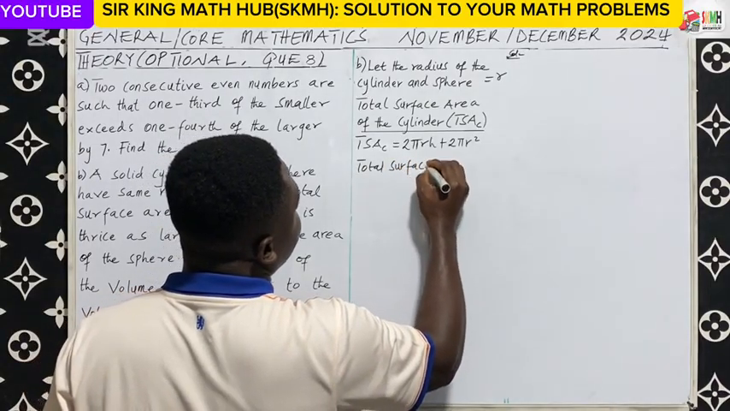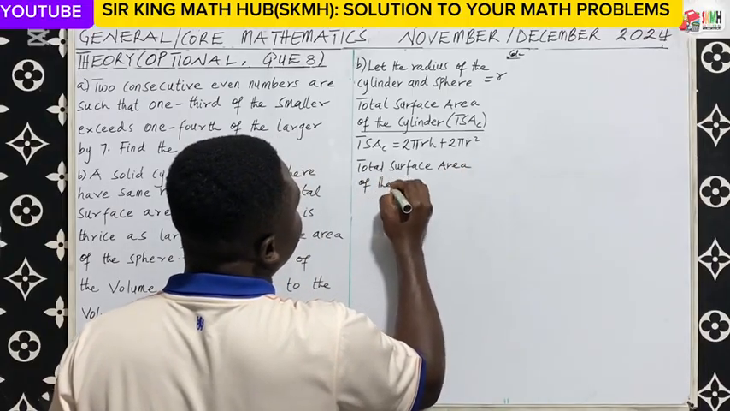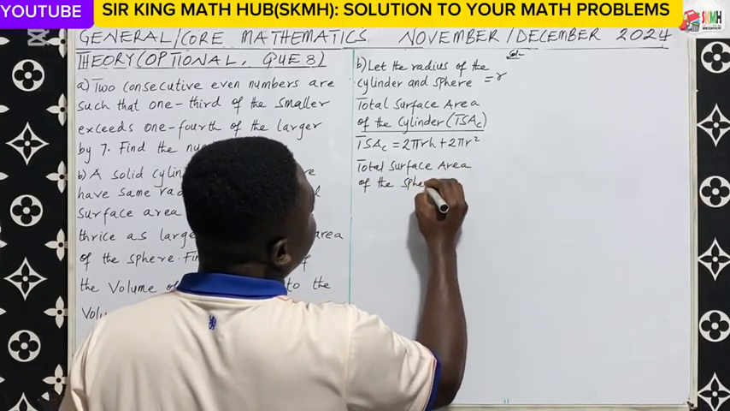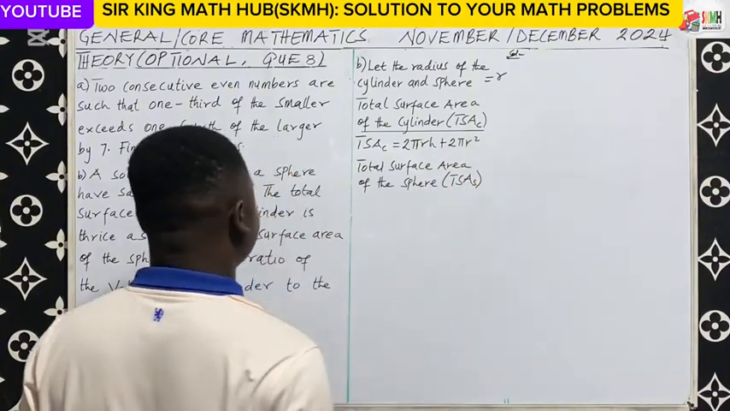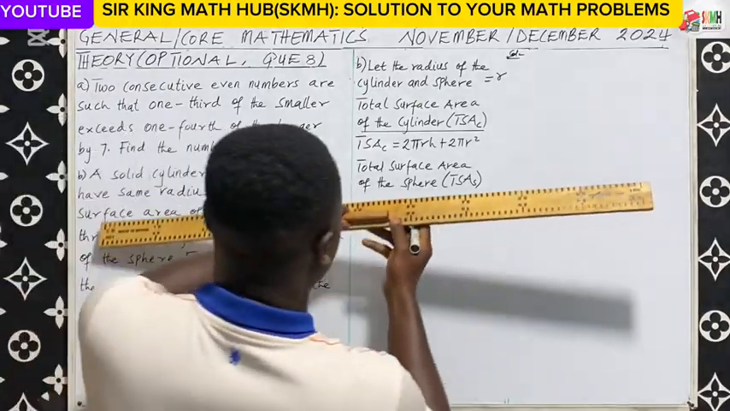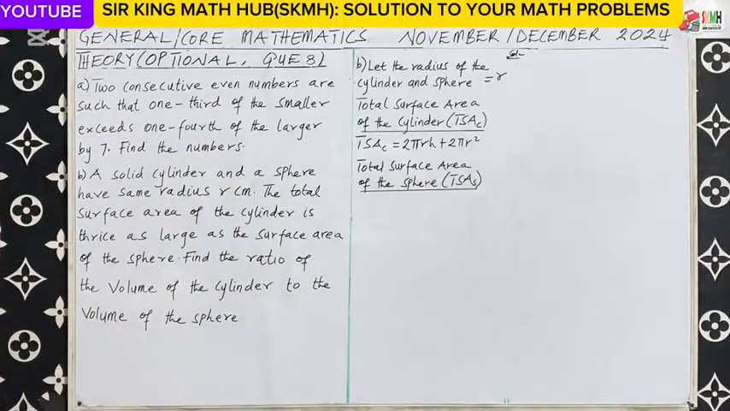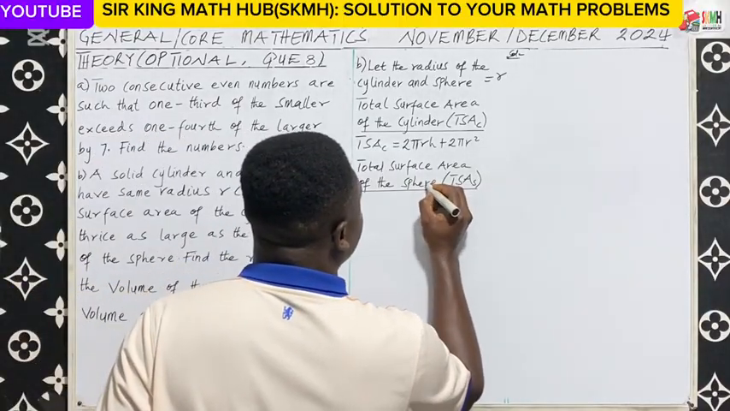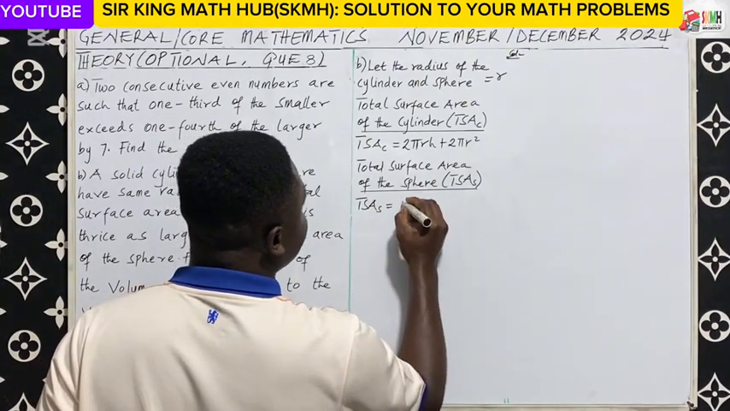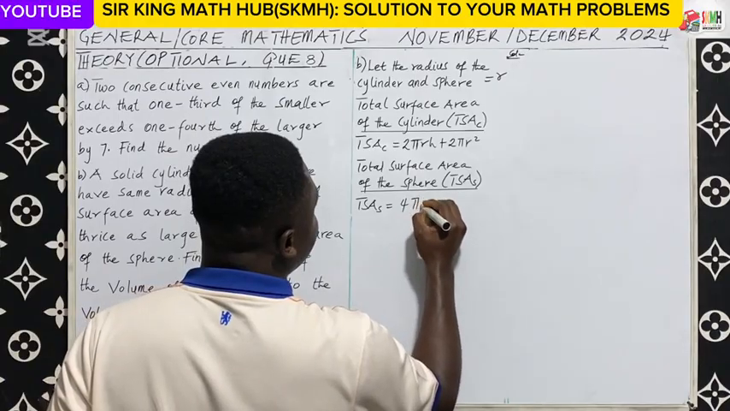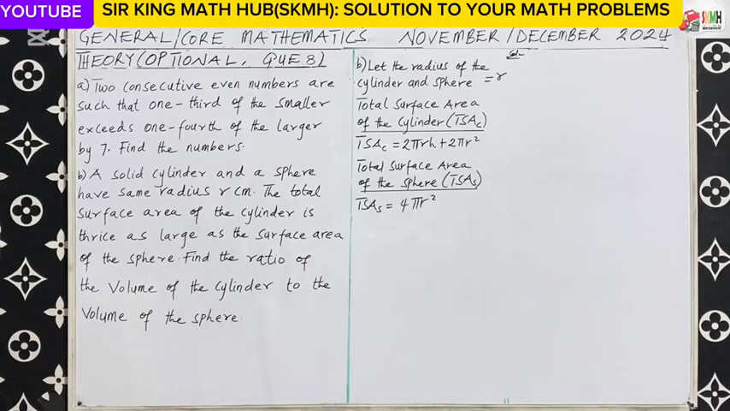Now the next step, let's also calculate the total surface area of the sphere. Again, recall the formula for calculating the total surface area of a sphere. So the total surface area of a sphere is giving us 4 pi r squared.